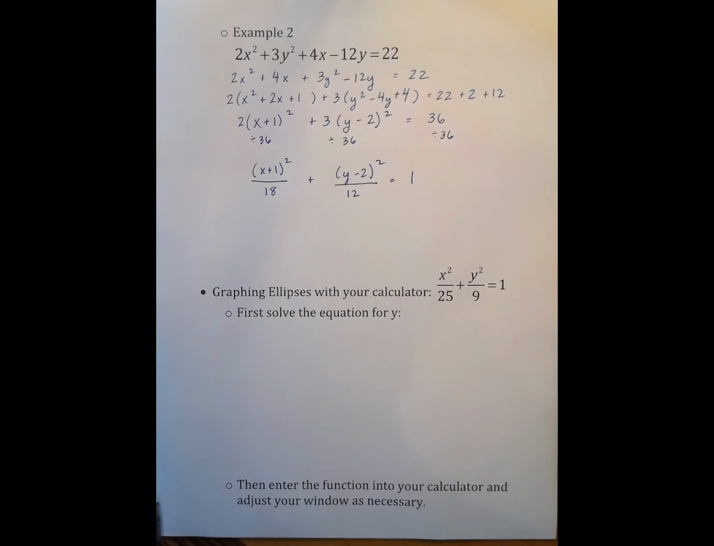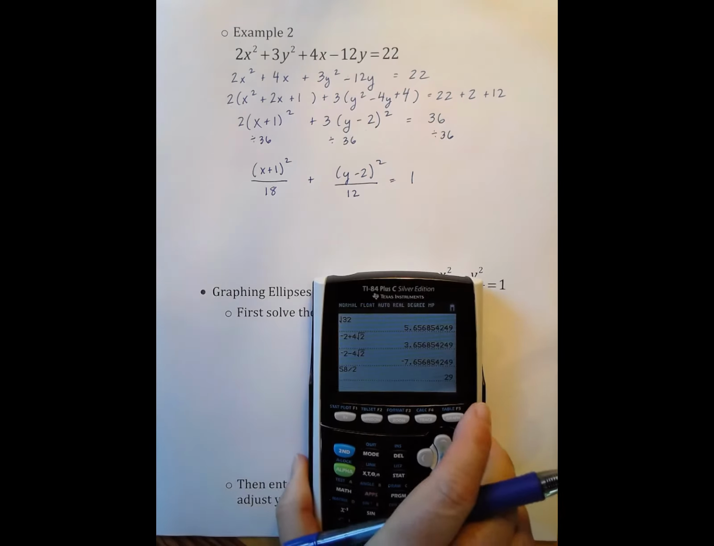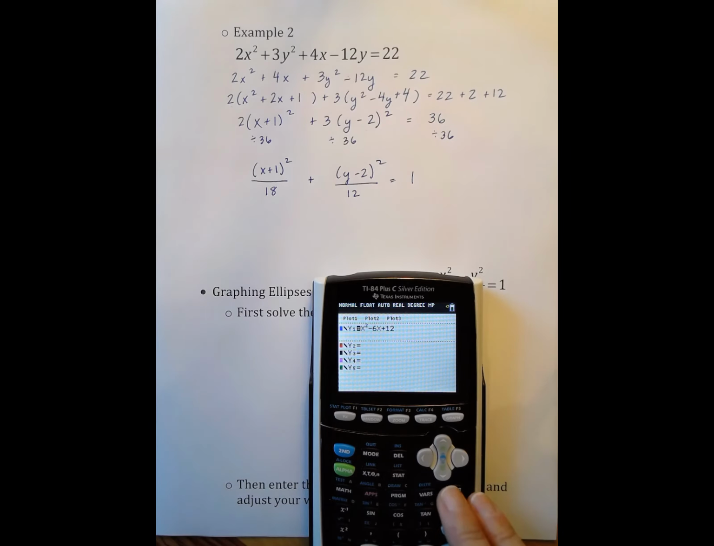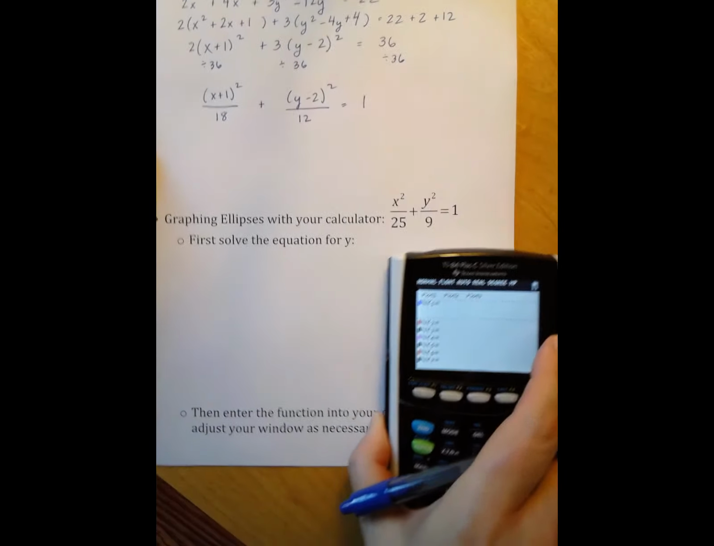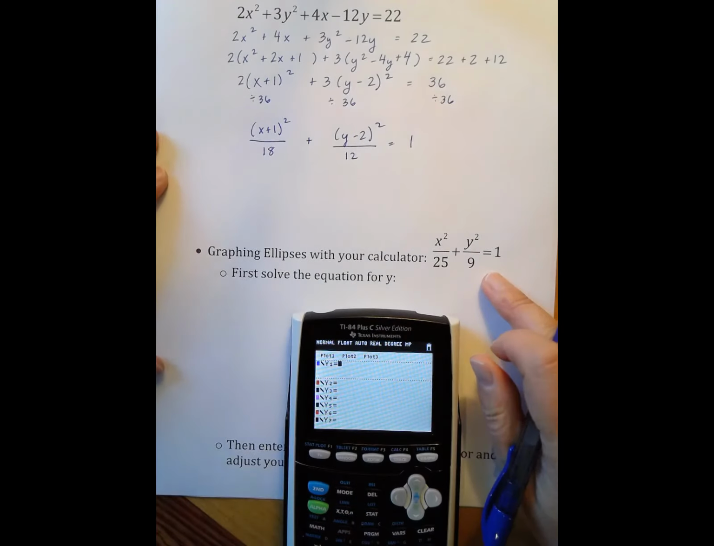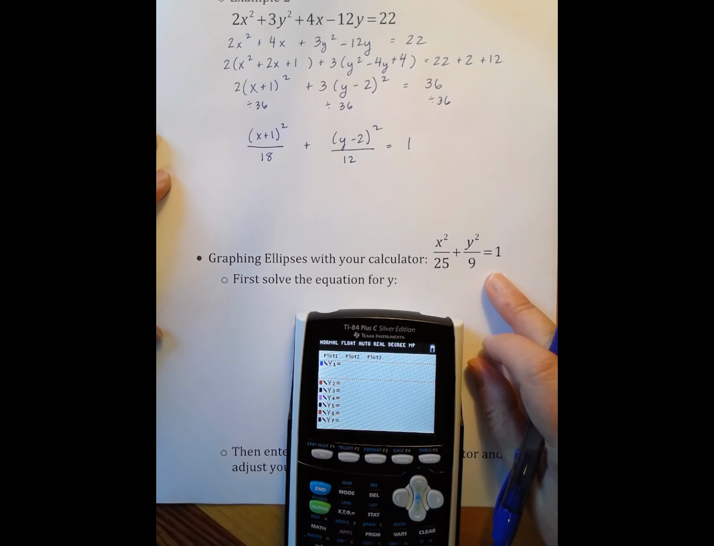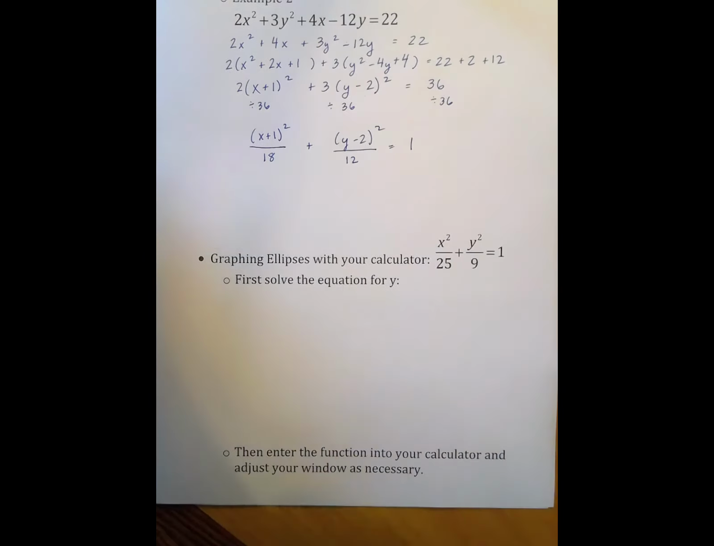So the last thing that you may or may not have done with your teacher was to graph the ellipses using your graphing calculator. Now you'll remember that when you go to your graphing calculator and you go to the y equals screen, clear out that equation, that the graphing calculator does this by saying y equals, which means that if I'm going to input this equation into my graphing calculator, I actually have to have it where I'm solved for y. So the first thing I need to do here is to solve for y.